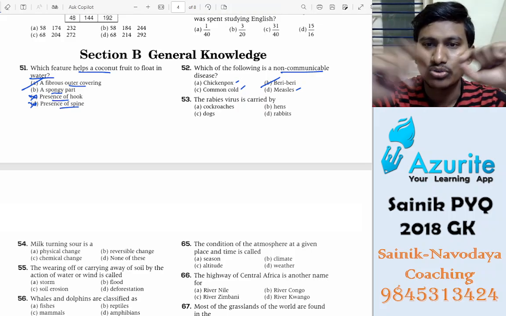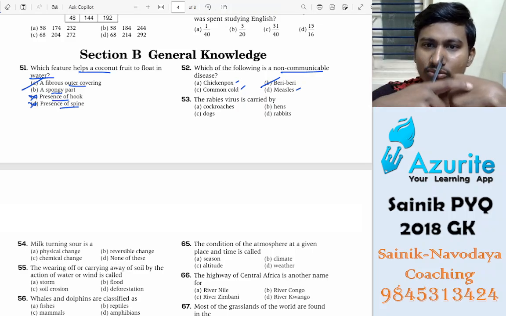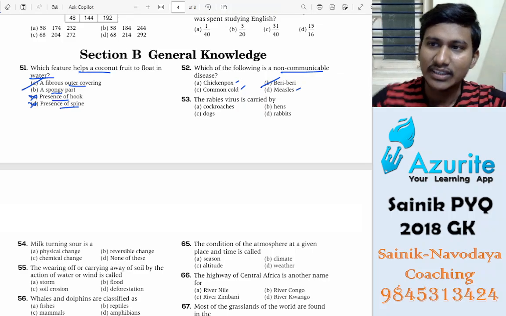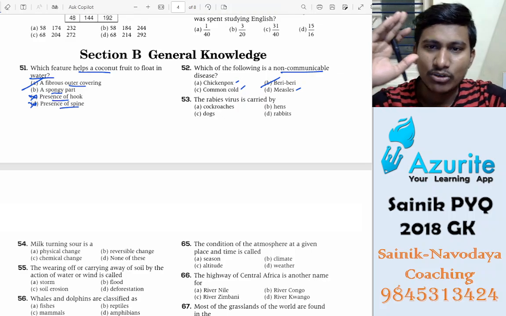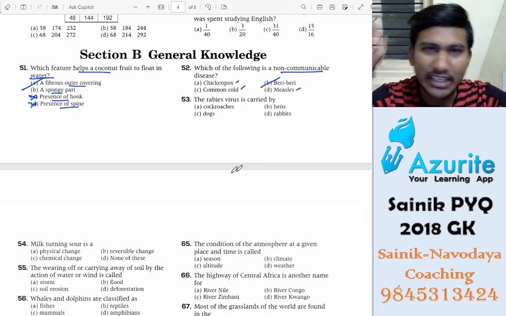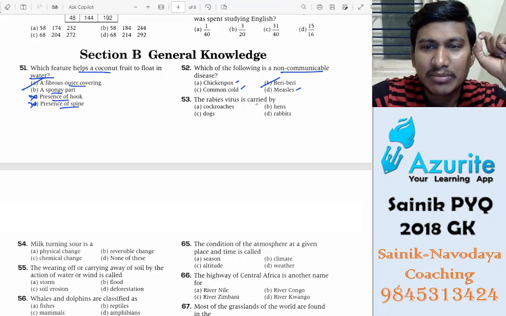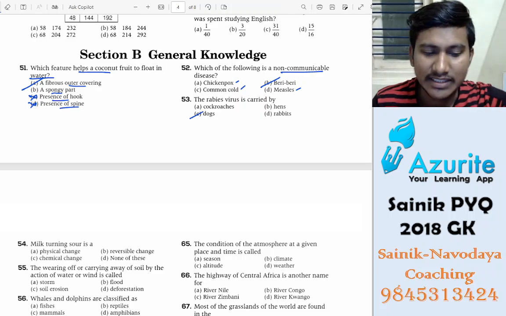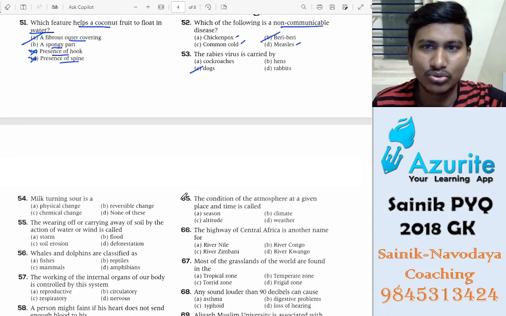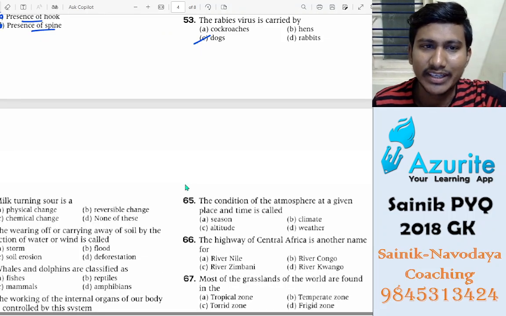Chicken pox, you know, there will be small dots on the skin, right? Black dots will be there. That is chicken pox. Okay, good. So beriberi is caused by the deficiency of vitamin B1. Okay, remember that. Next, 53. Rabies is carried by which animal? It is carried by dogs. If any doubt you can ask, we'll discuss. Otherwise, we'll go to the next question.